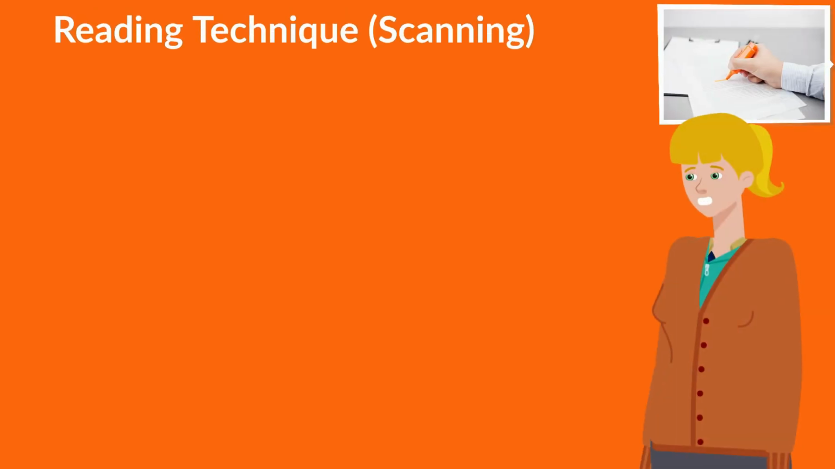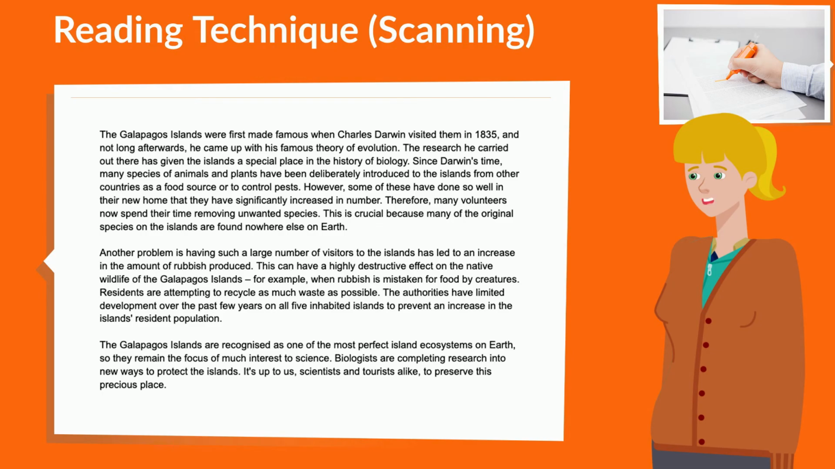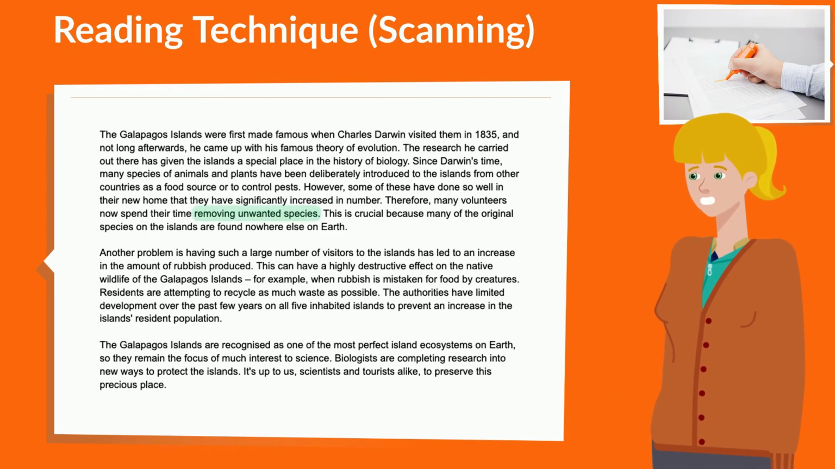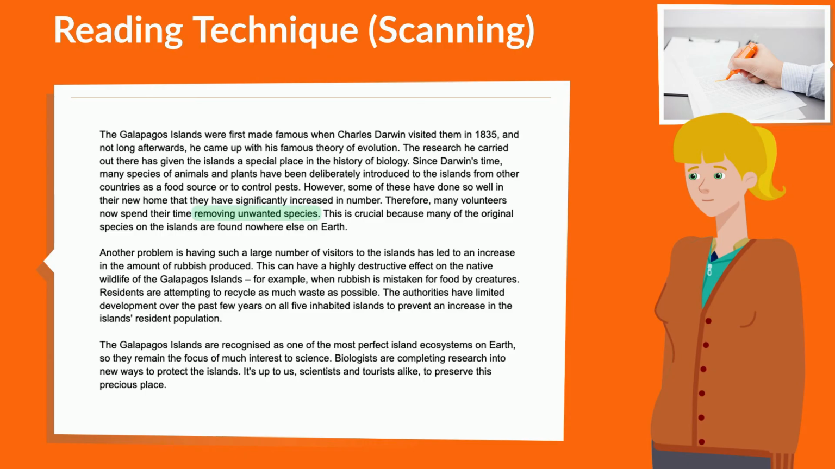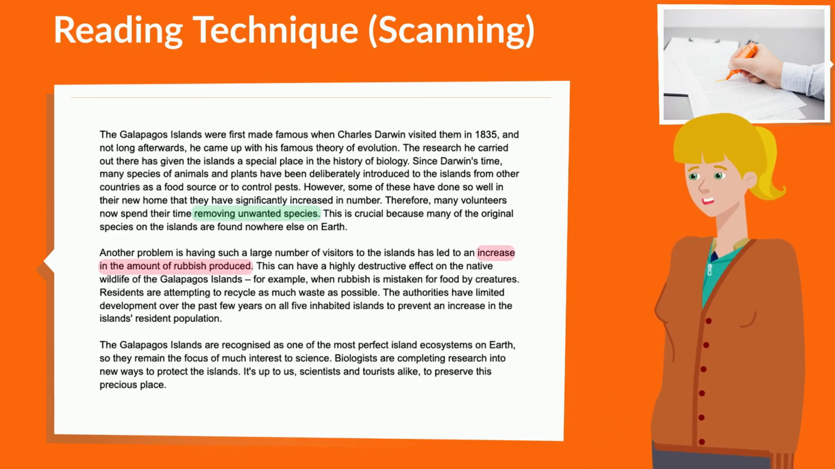We still have to find 6 more pieces of information to earn full marks, so we scan each paragraph to look for the specific information. In paragraph 3, we have an example of volunteers removing unwanted species to preserve the environment. In the fourth paragraph, there is another way tourism is negatively affecting the island: the increase in rubbish.